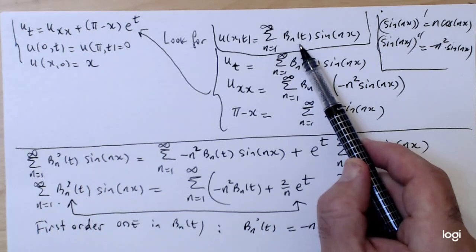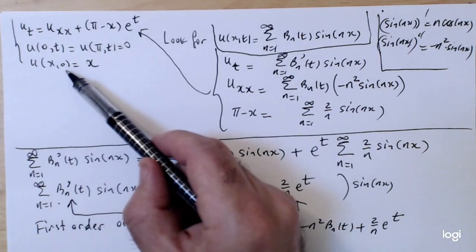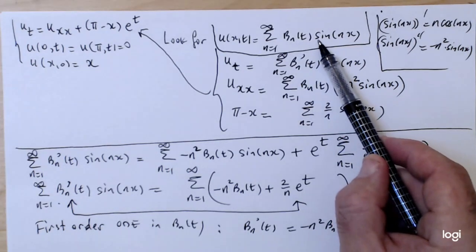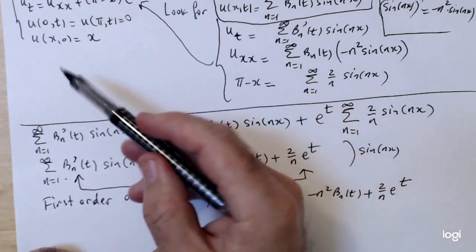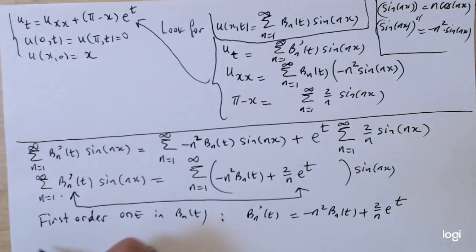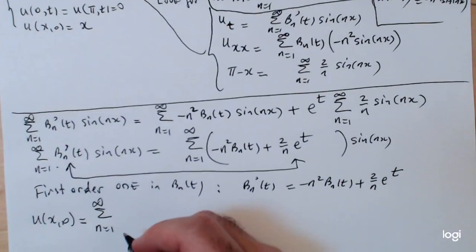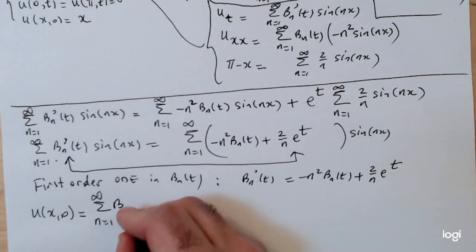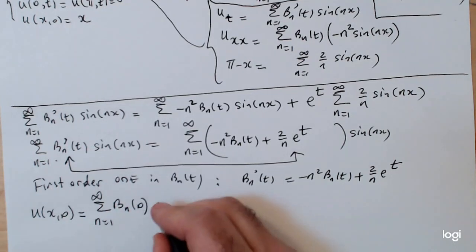On the other hand, u of x0 equals x will give us information about Bn of 0. So when you plug in 0 for t in the initial condition, let's just do it here. So u of x0, that's going to be summation from 1 to infinity of Bn of 0 sine of nx.